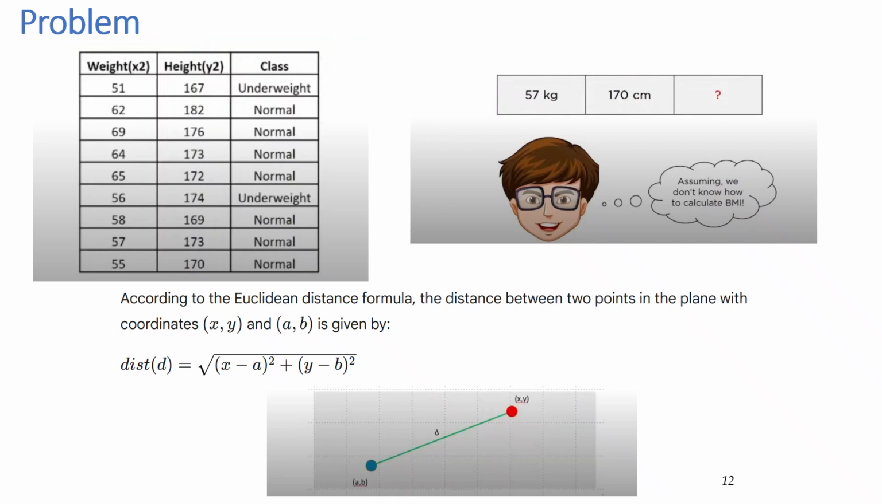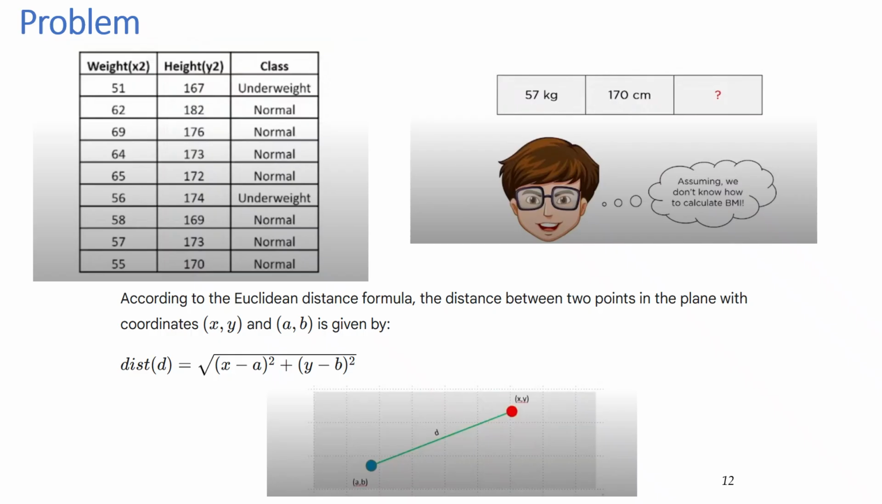So now the new data point is included, which has the weight 57 kg and height 170 centimeter. Now they are asking which class it needs to go to. So from the given data set, we have to predict and classify the new data point goes under which category, either normal or underweight. So the first step, we are going to calculate the distance. So we know the distance formula already. By using the Euclidean distance formula, we are going to calculate the distance.